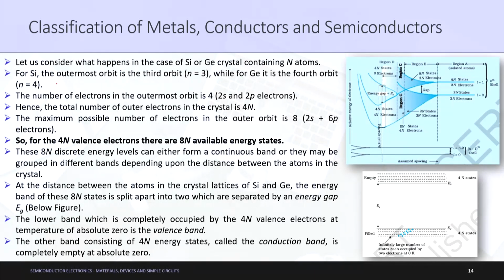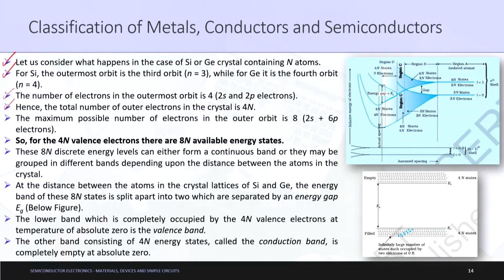For silicon, the outermost orbit is the third orbit, while for germanium it is the fourth orbit. These are basic chemistry details only, so I won't go into that detail now. This is known to us. The number of electrons in the outermost orbit is 4, that is, 2 s and 2 p electrons. Hence, the number of outer electrons in the crystal is 4n, as the number of atoms is n. Okay. These are all chemistry concepts, that is why I am not going into the detailing of how they came.